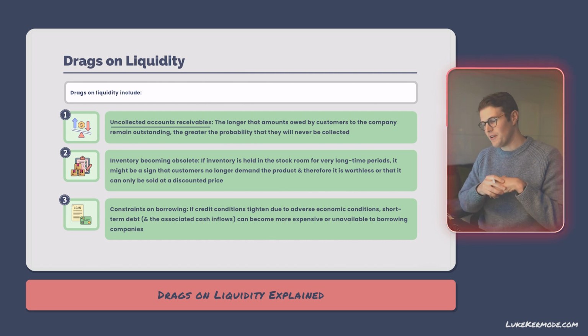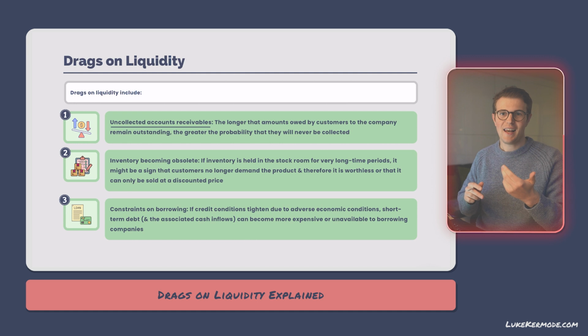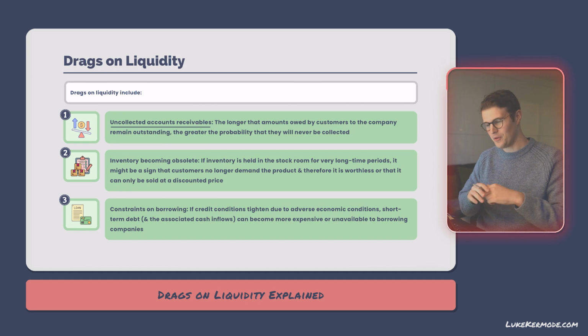The longer that amounts owed by customers to the company remain outstanding, the greater the probability that those amounts will never be collected by the company. So that's probably one of the key drags on a company's liquidity position: customers buying the company's goods and services but never actually paying cash for them. So that will reduce a company's liquidity position and their cash inflows.